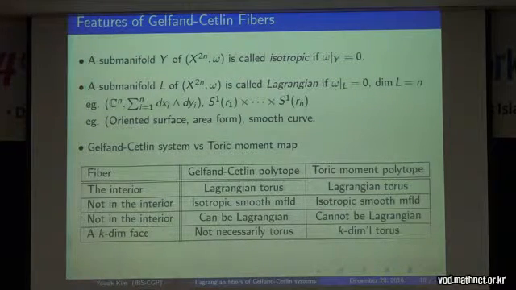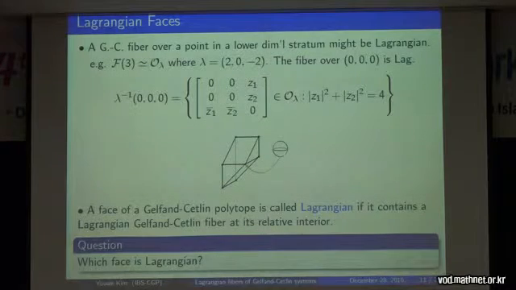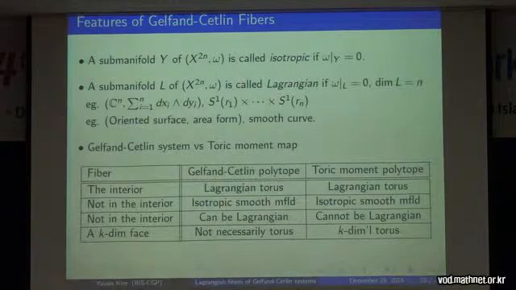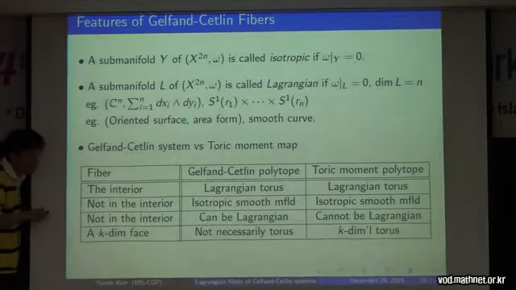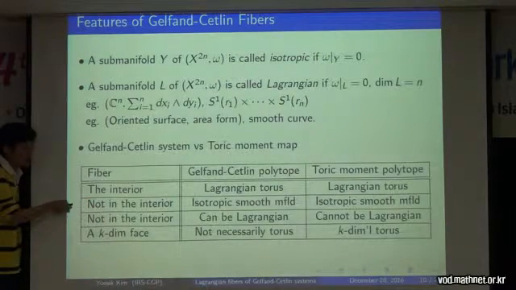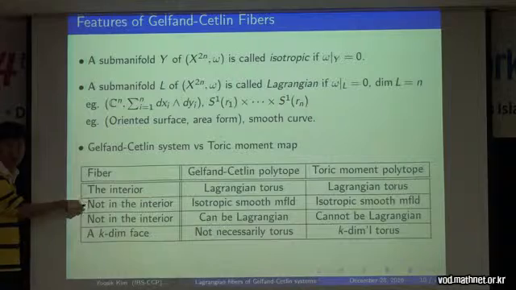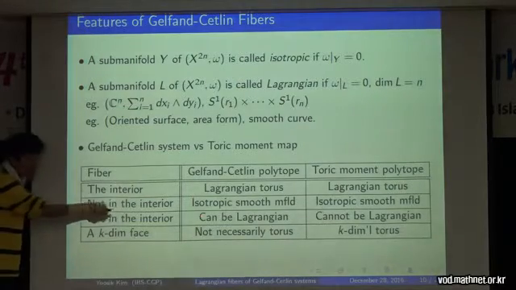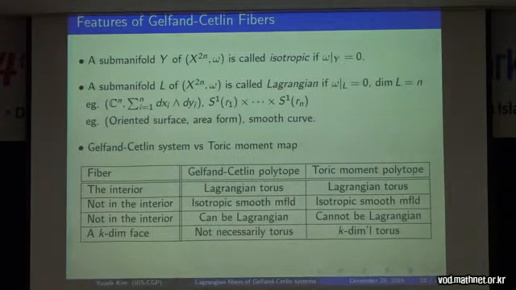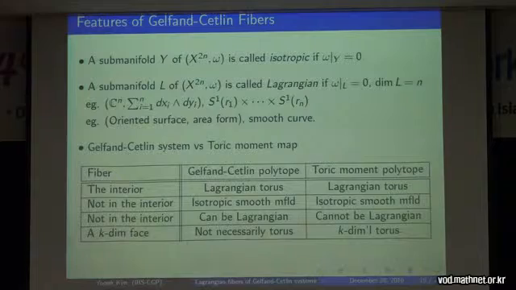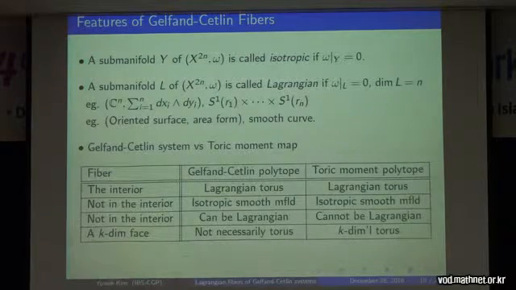We'll look at that example here. What's the difference between second and third? That they say not in the interior, not in the interior. What's the difference? Oh, so that's the similarity of the fiber over a point not in the interior. That's the difference. So they are isotropic submanifolds, but it cannot be Lagrangian. It can be Lagrangian, but it cannot be Lagrangian. Exactly. Dimension. Exactly. I see.